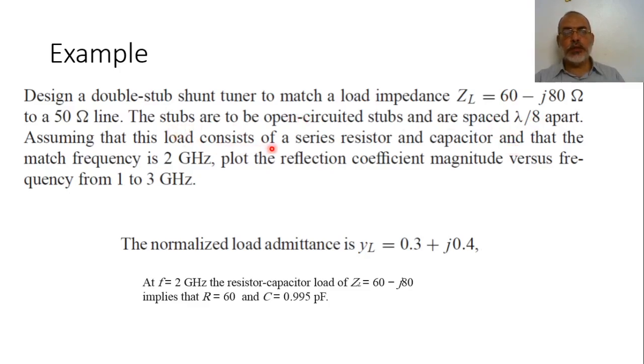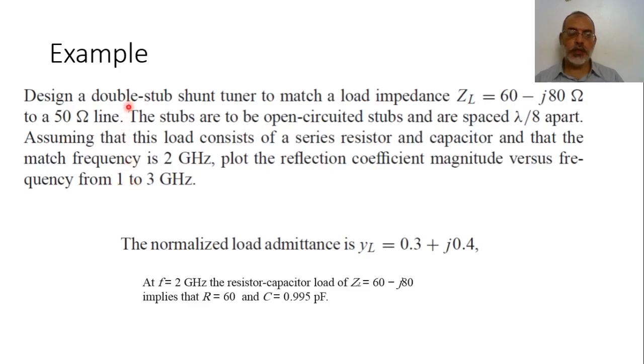Assuming that this load consists of a series resistance and a capacitor, in this case the value of the resistor will be 60 ohm, and that the frequency is 2 gigahertz. So in this case 1 over omega C would be 80 ohm, and omega here is 2 pi f, where f is 2 gigahertz. It is required to plot the reflection coefficient magnitude versus frequency from 1 to 3 gigahertz.